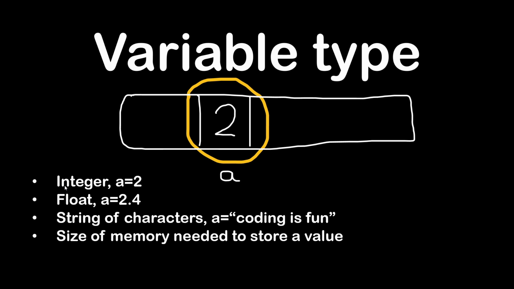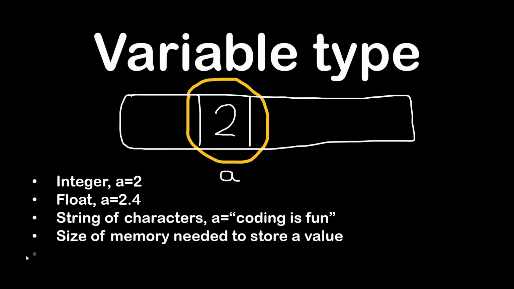And of course, all of these types, they don't come in the same size. They have different size requirements. So the size of memory needed to store each value will be different. A float, for example, will be larger in size than an integer, since it carries more details about the numerical value. In other words, the precision in a float is higher than in a case of an integer.